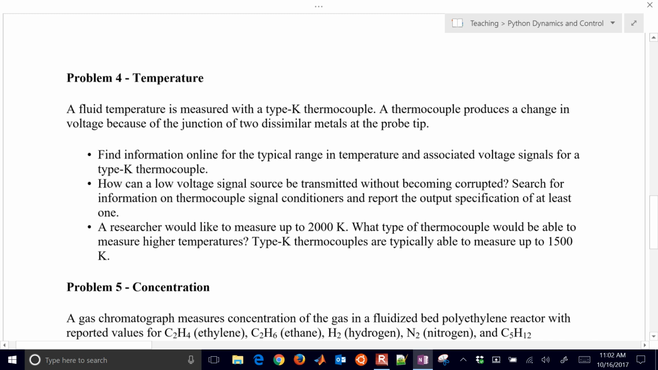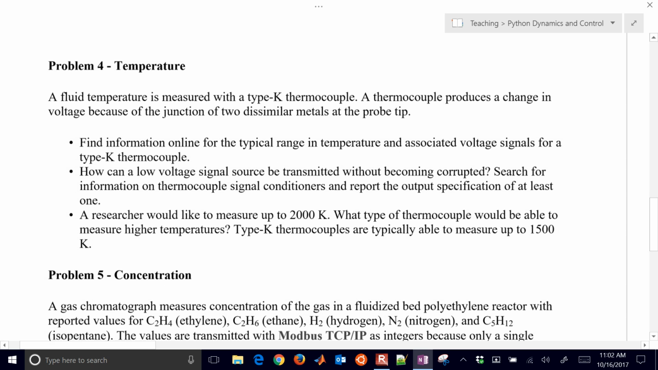So fluid temperature is measured with a type K thermocouple, and a thermocouple produces a change in voltage because of the junction of two dissimilar metals at the probe tip. And type K thermocouples are probably the most common ones, wide temperature range, negative 270 degrees Celsius to about 1300 degrees Celsius. So wide temperature range, fairly inexpensive and robust.